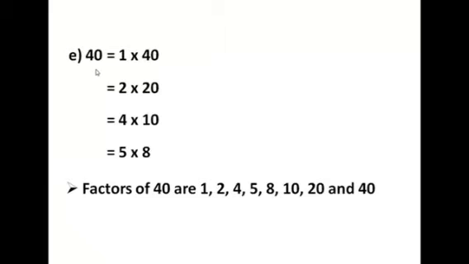Next question E, 40. If you factorize 40, you will get 1 forties are 40, 2 twenties are 40, 4 tens are 40, 5 eights are 40. So the factors of 40 are 1, 2, 4, 5, 8, 10, 20 and 40.